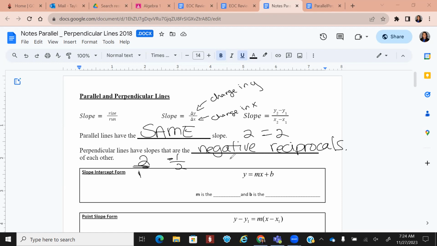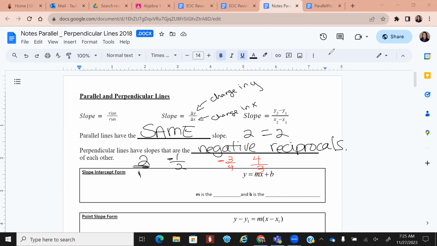Another example of this would be like negative 3/4. The negative reciprocal of this would be positive 4/3. So notice how I flipped the fraction and I changed the sign. So that's what that means.